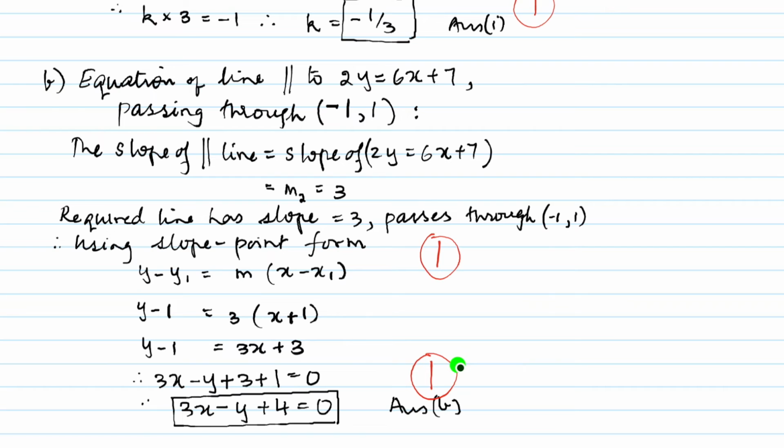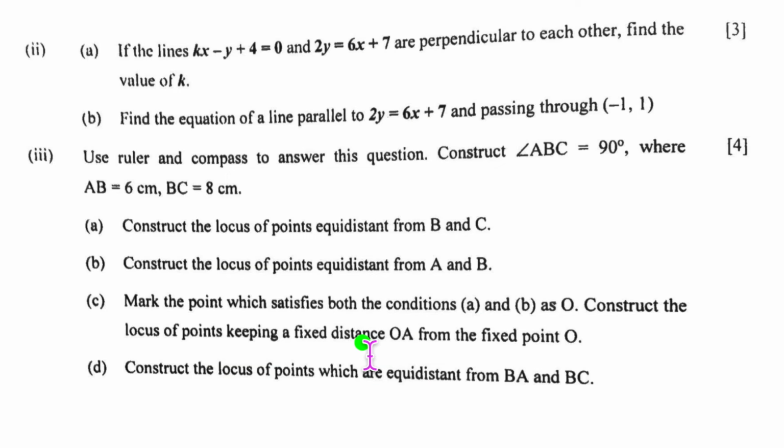So our first mark was for the value of k, and then to get the slope of the parallel line, the slope point form substitution, and to get the equation was 1 mark and 1 mark. So now we come to the last part, which is the construction.